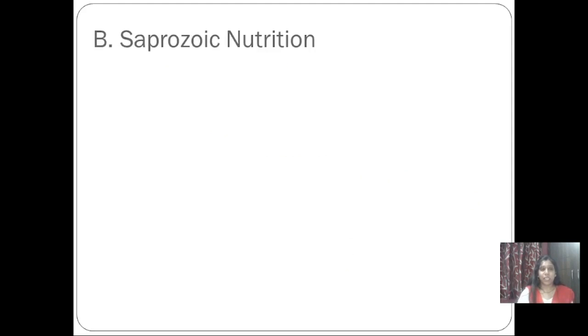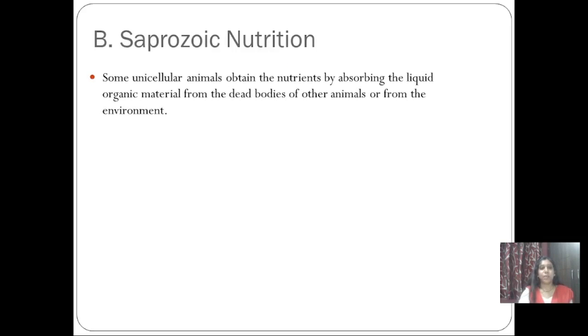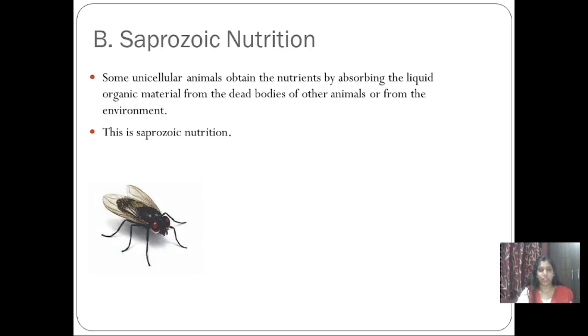Now let us see the second type of nutrition, that is saprozoic nutrition. Some unicellular animals obtain nutrients by absorbing liquid organic material from the dead bodies of other animals or from the environment. This is saprozoic nutrition. Let me show you some pictures which can clear this definition of saprozoic nutrition for you.